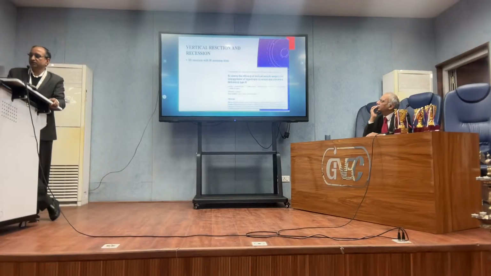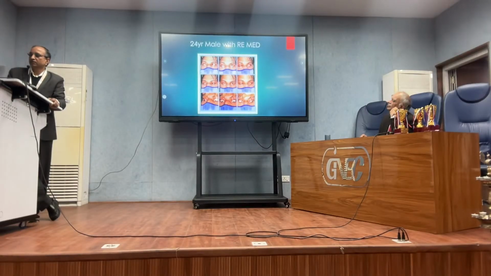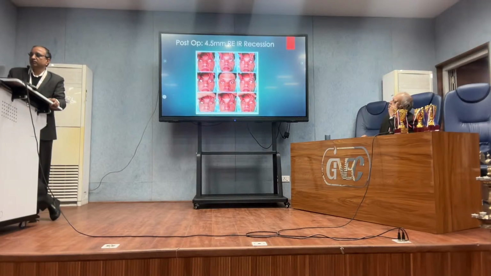Vertical recession and resections can be done in selected patients. Esotenotomy and vertical recession have been found to be effective in congenital MAD by a Chinese study. Sner et al. recommend the NEPS procedure with posterior fixation suture. This is a 24-year-old male with right MAD. IR recession was done.